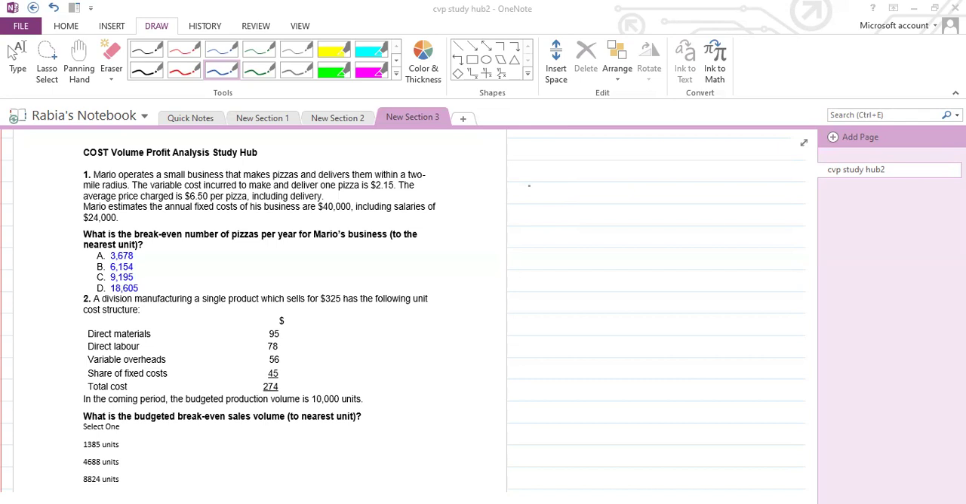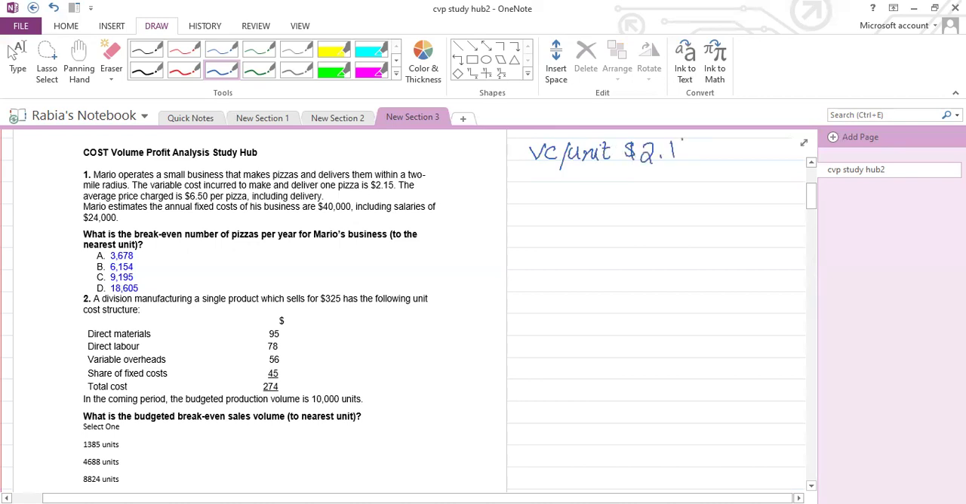Mario operates a small business that makes pizzas and delivers them within a 2 miles radius. The variable cost incurred to make and deliver one pizza is 2.15. What is your variable cost? Variable cost per unit is 2.15. The average price charged is 6.5 per pizza, including delivery charges. Selling price is 6.5.